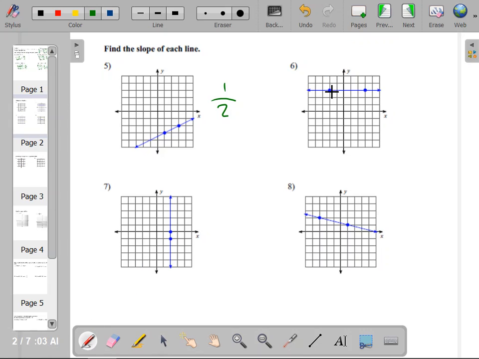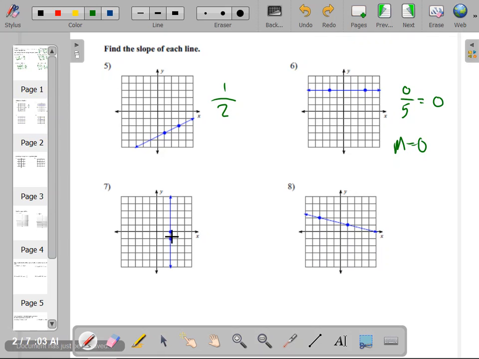If I try this one, I'm going to rise 0. I don't actually rise. I'm just going to run 1, 2, 3, 4, 5. So if I rise 0 and run 5, this is a slope of 0. A horizontal line has a slope of 0. And if I asked what's the equation of that line, the equation would be y equals 3, because it passes through the y coordinate 3, and it doesn't have a slope. It'd be 0x plus 3.